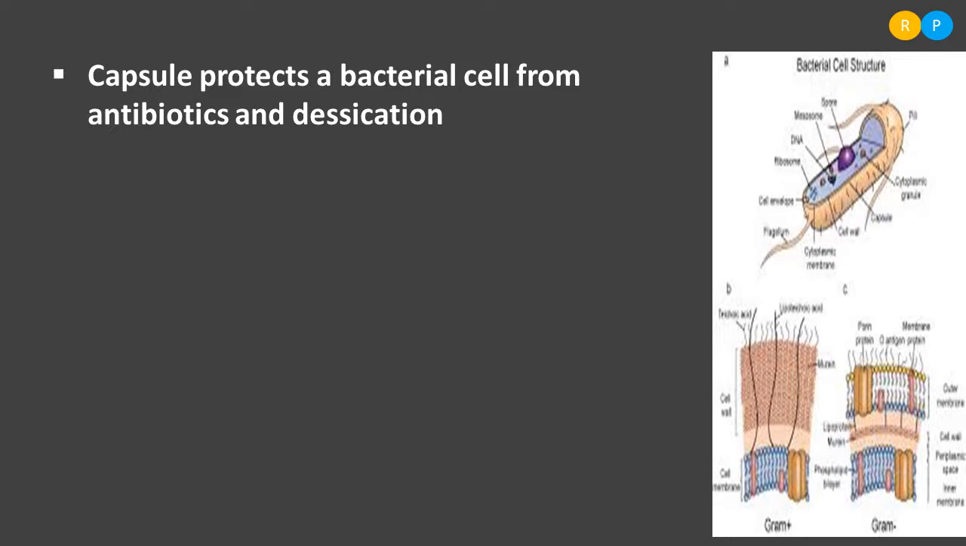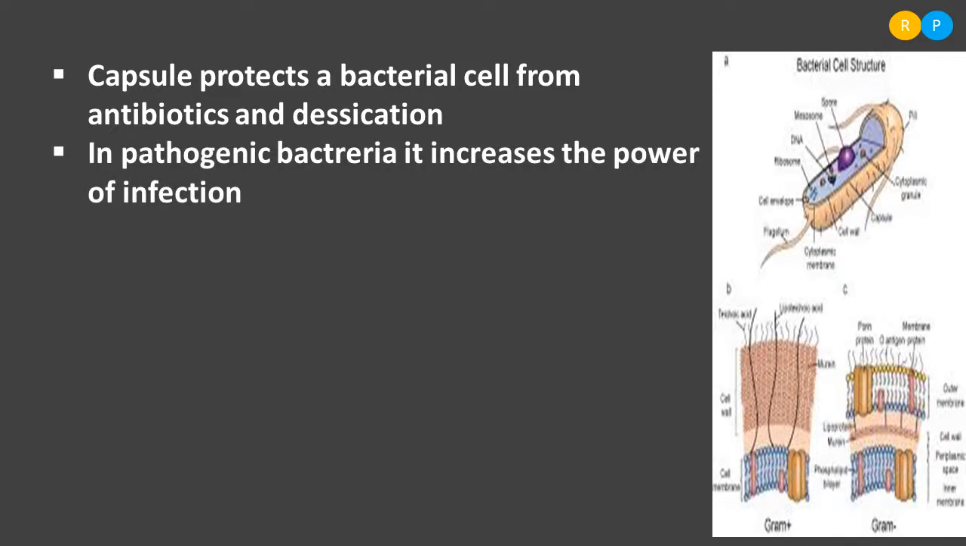And also capsules protect the bacterial cell from desiccation, that means from extreme water loss. The bacterial cells can be protected with the help of capsule. Then one more use to the bacteria by this layer is it increases the pathogenicity of bacteria. That means the disease causing ability of the bacteria will increase.